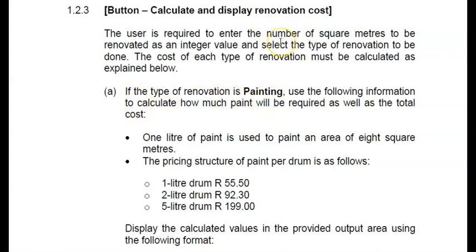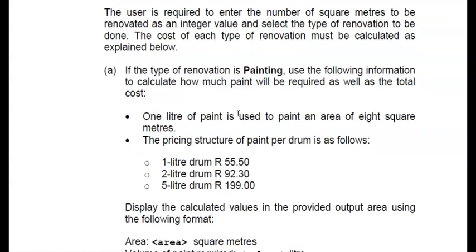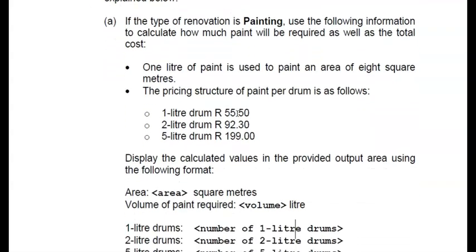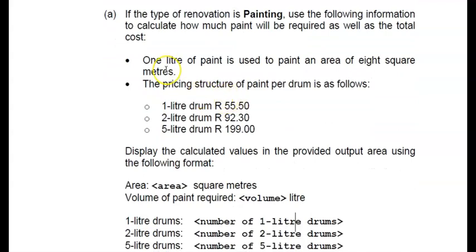Remember to get the input there from the user for the square meters. Then for the painting, we are going to have to use the following calculation. 1 liter of paint is used to paint an area of 8 square meters. The pricing structure for paint per drum is 1 liter and 2 liter and 5 liters. They give you there. Then they say display the calculated values in the provided output using the following format.